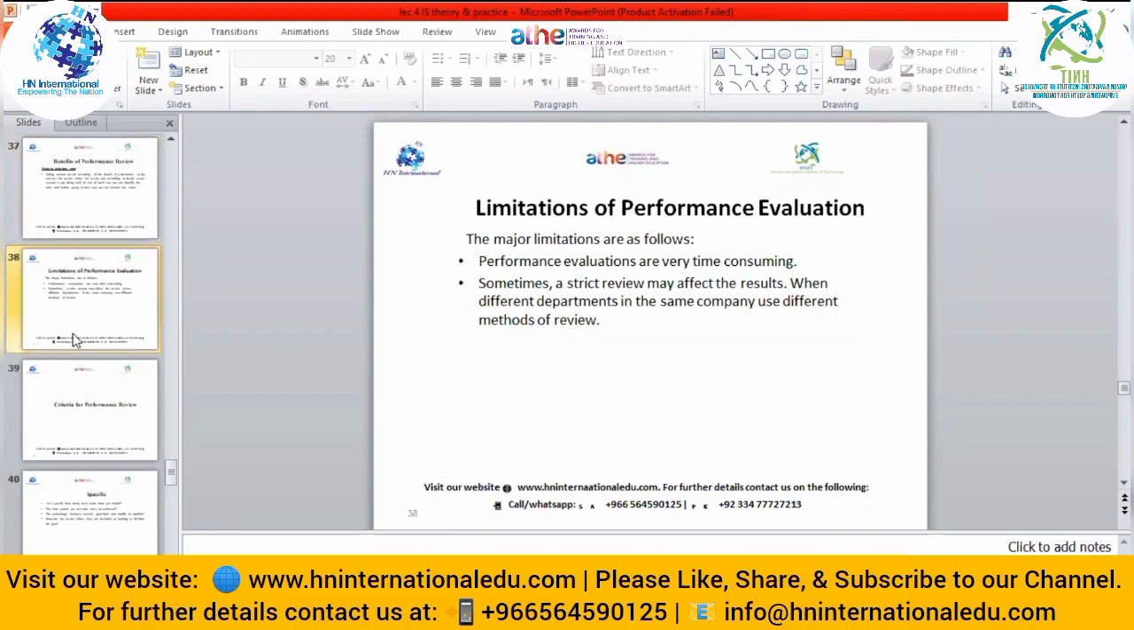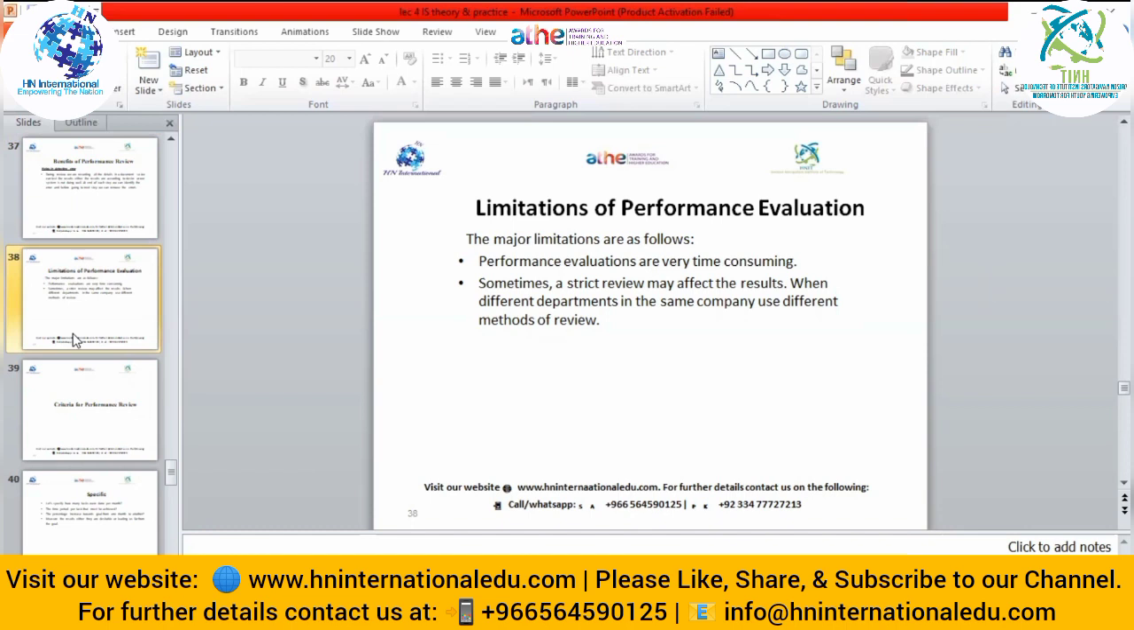What are the limitations of reviewing the evaluation of our information system? The major limitation is that performance evaluation is very time consuming. It takes a lot of time. We can give that time to a new project, but it is necessary, so we are giving the time. But that is the limitation of our evaluation. Sometimes a strict review may affect the results when different departments in the same company use different methods of review.